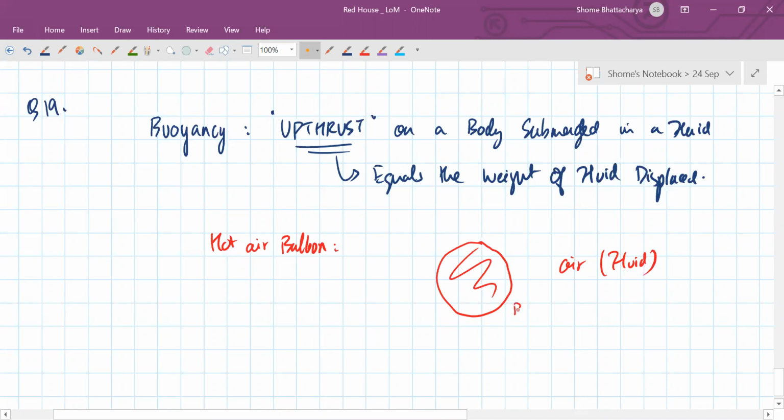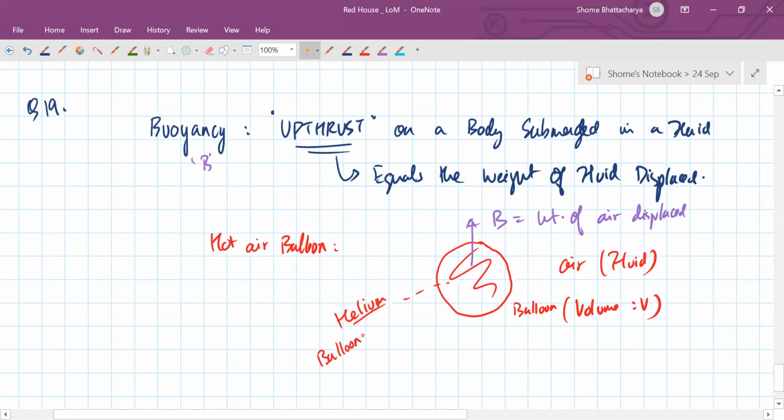So if this is the balloon, which is of volume V, it will experience an upward force which is called buoyant force or upthrust. This will be equal to the weight of air displaced. Now this becomes very large compared to the balloon's own weight, because inside the balloon there is helium, which is of negligible mass compared to air. So it's a helium balloon, and the balloon's own weight is negligible.